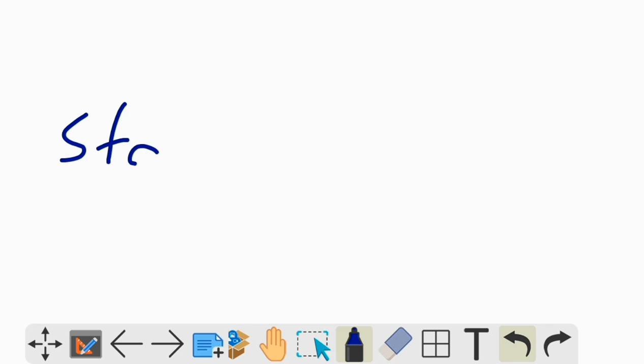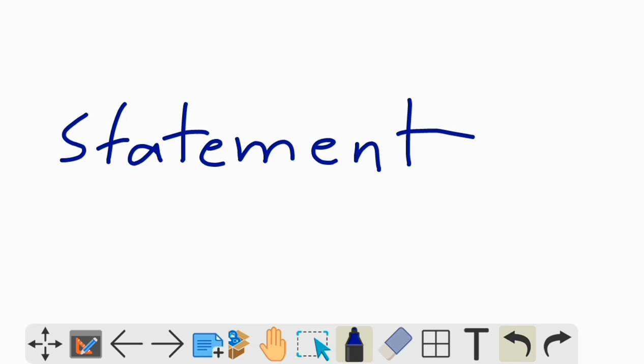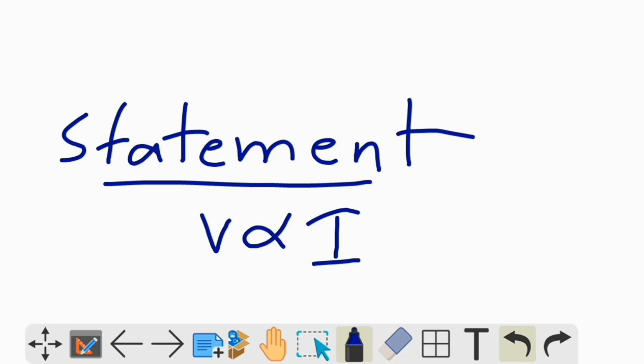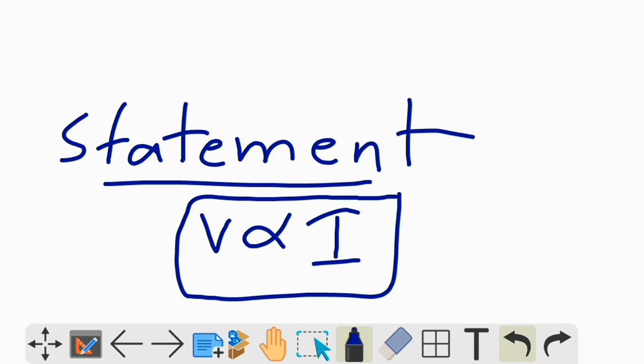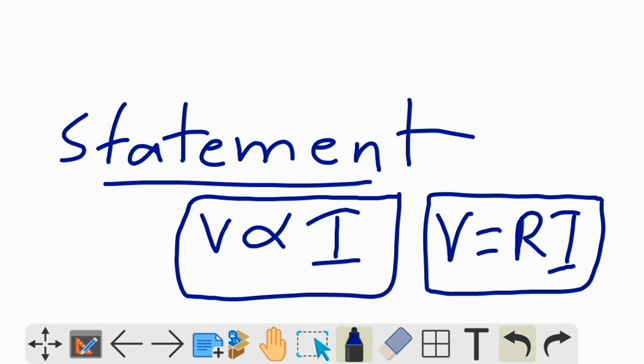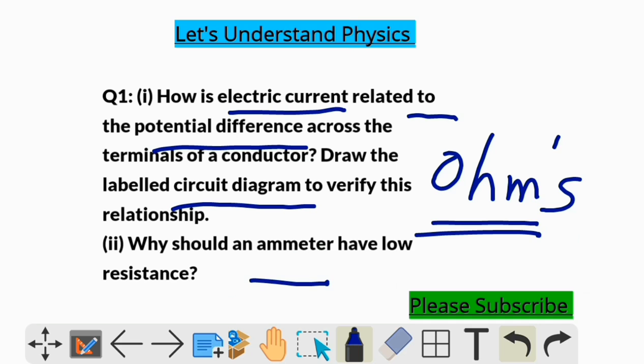So the statement is: Ohm's law states that the potential difference across the circuit is directly proportional to the current passing through it. V is proportional to I. To remove this proportionality, we have to take a constant. We take that as R, which is resistance. So V is equal to IR. This is the statement of Ohm's law.